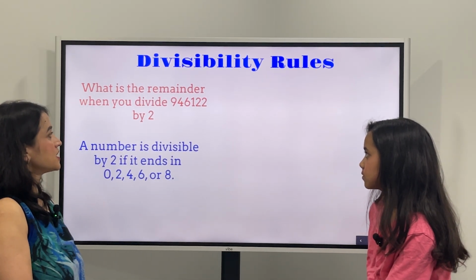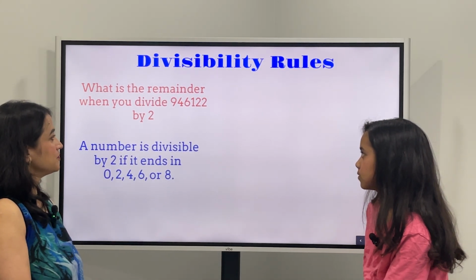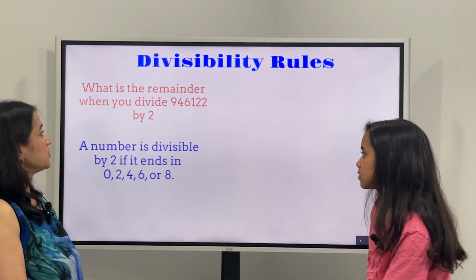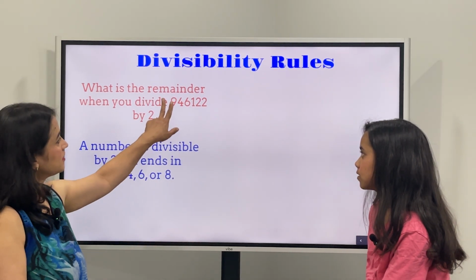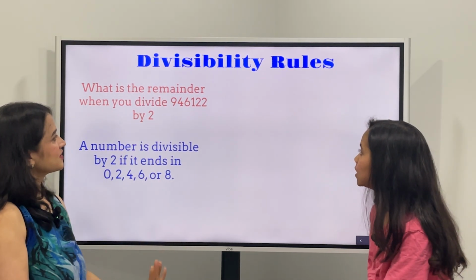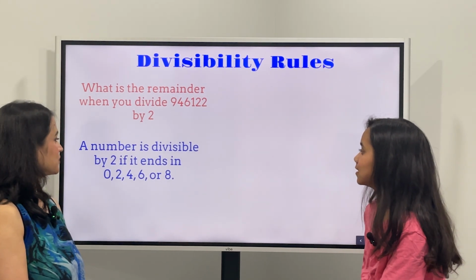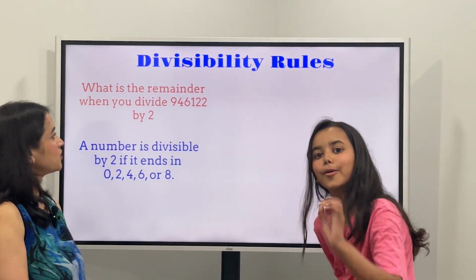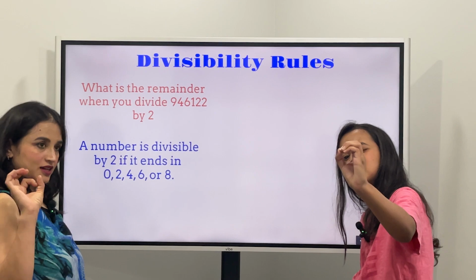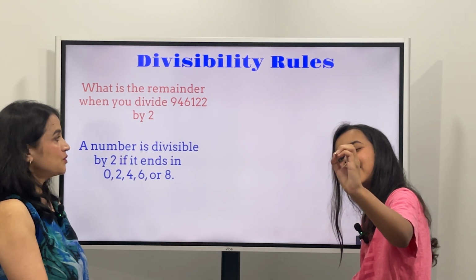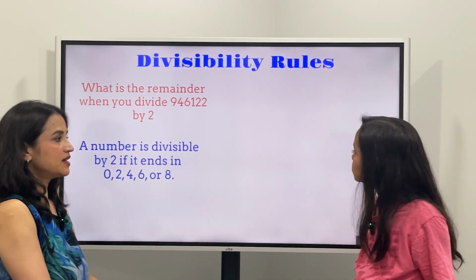What is the remainder when you divide 946122 by 2? What do you think? The remainder will again be 0.